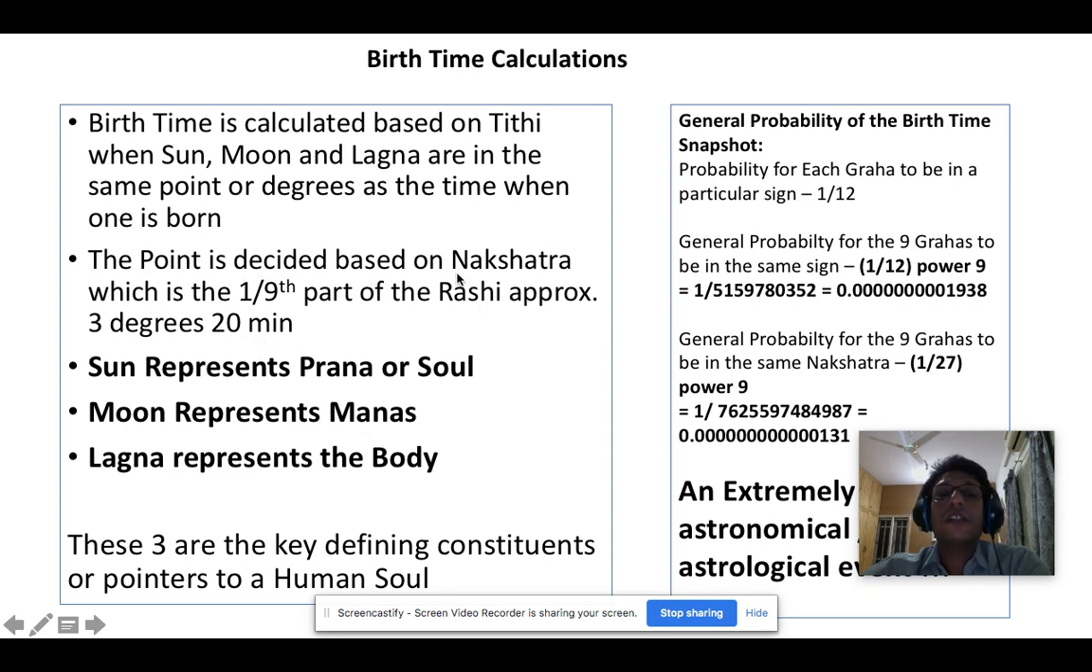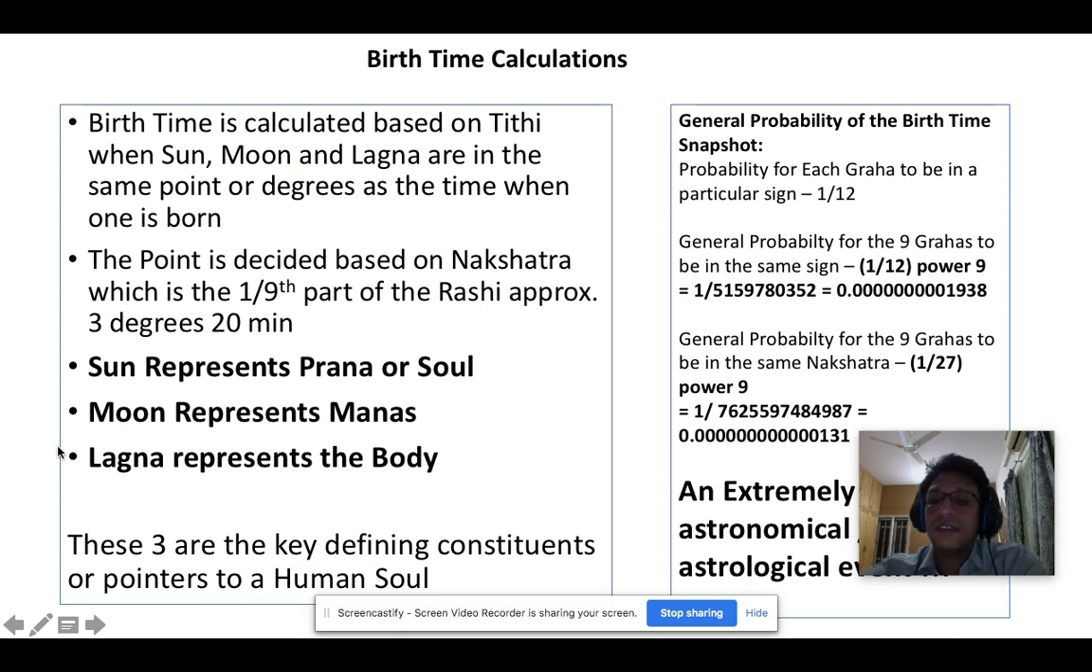And the point is decided based on nakshatra, because although the rashi is wide, the same ascendant would come every day. So to exactly demarcate the time, we take the 1/9 part of the rashi, which is the nakshatra. So the nakshatra in which the moon is present and the sun is present, combined with the lagna, together create the birth time.